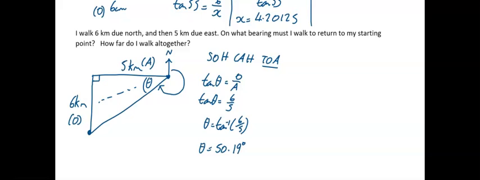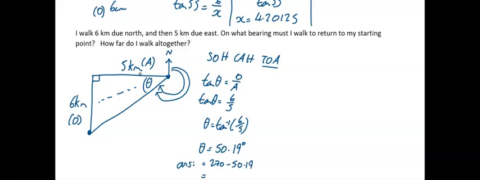So the bearing, remember, is measured from north, so it's all the way around. Do that again. It's all the way around from here to here. So if I'd gone around the full way, including this bit here, from this north all the way around, that would be 3/4 of a turn. 3/4 of a turn is 270 degrees. So the answer I'm looking for here is going to be equal to 270 minus that 50.19.